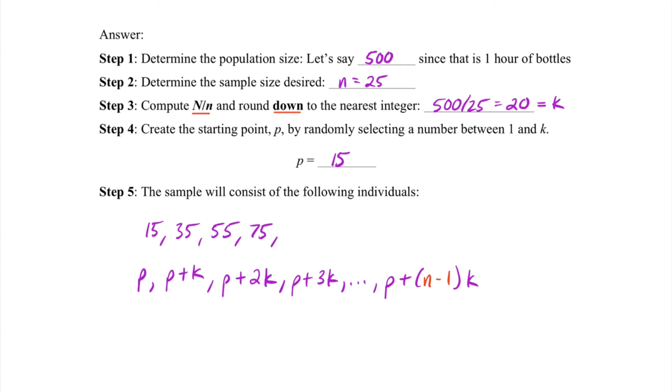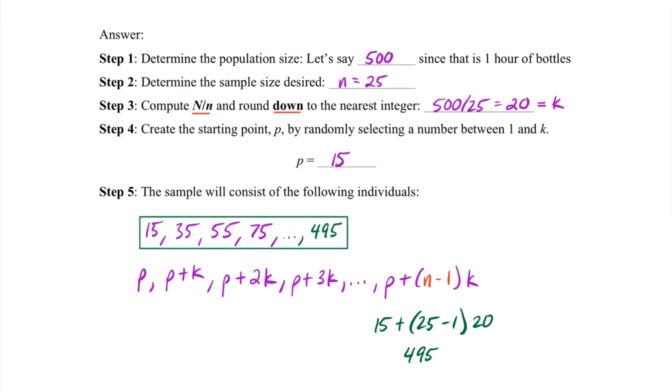Instead of listing out all 25 bottles, a lot of times they'll ask us again to list the first few and then the last bottle to be selected. We know P would be 15, so we can substitute that value. N minus 1 would be our sample size, 25 minus 1, and then we found K to be 20. Using our calculators, we end up with a value of 495. Therefore, the last bottle that we're selecting would be bottle number 495. And we've got our sample.